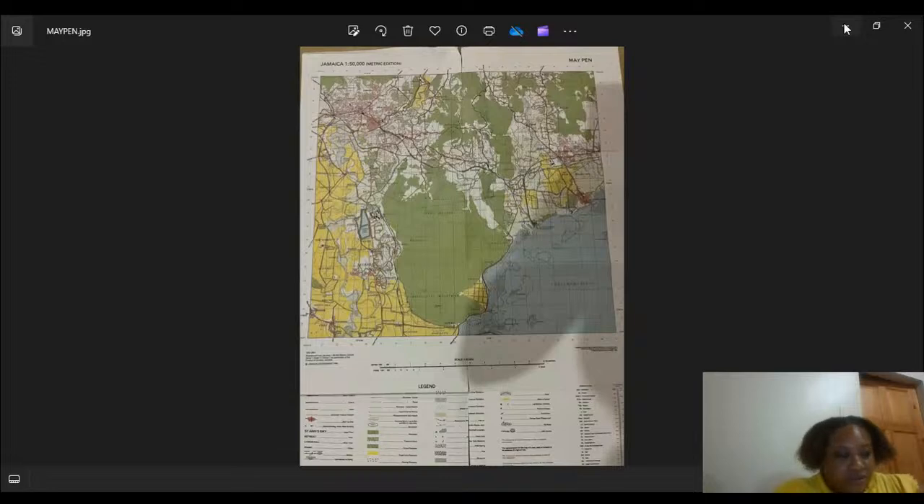So in your key on this map, what you're seeing here, things to note, you see in the yellow. So first to begin, Mapen is a limestone map, as you see in all those areas that are covered with white, usually gives us that idea. Also Jamaica maps.